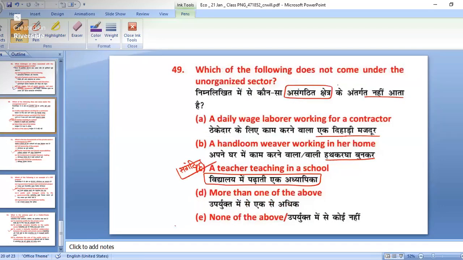Then next, which of the following does not come under the unorganized sector? A teacher teaching in a school gets a salary, so this is related to the organized sector. A daily wage laborer working for a contractor is part of the unorganized sector. A handloom weaver working in a home also comes under the unorganized sector. So here only option C is correct.